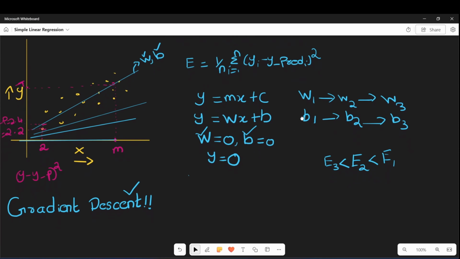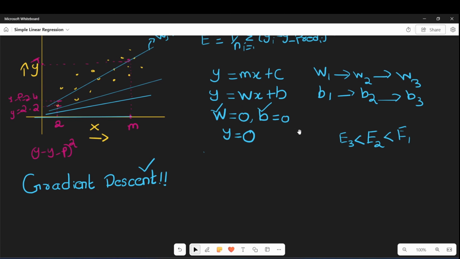Now the formulas to update these parameters w and b are as follows. The formula to update w is w equal to w minus alpha into ∂E/∂w, and the formula to update b is b equal to b minus alpha into ∂E/∂b. Here alpha is the hyperparameter called the learning rate, ∂E/∂w is the partial derivative of the error function with respect to parameter w, and ∂E/∂b is the partial derivative of the error function with respect to parameter b. Now how in the world does updating the parameters using this formula help in reducing this error? Let's understand it using some graphs.